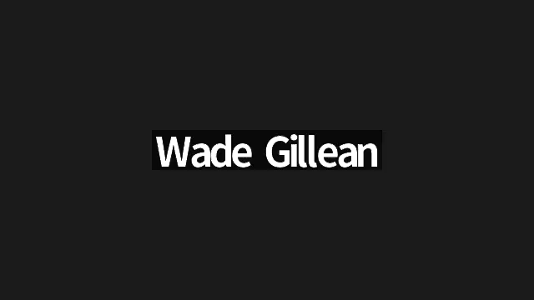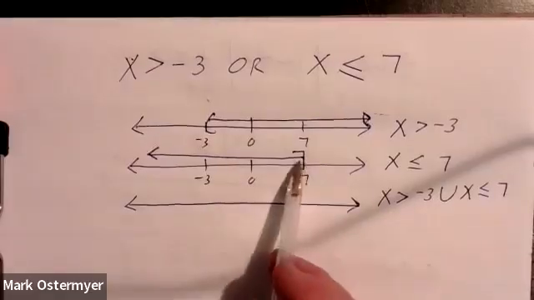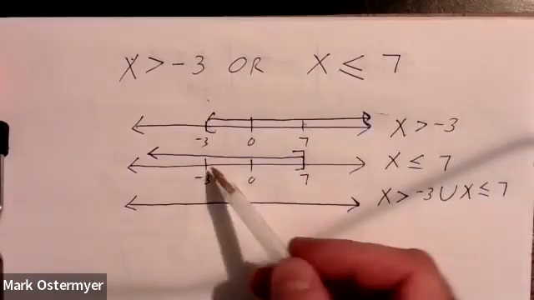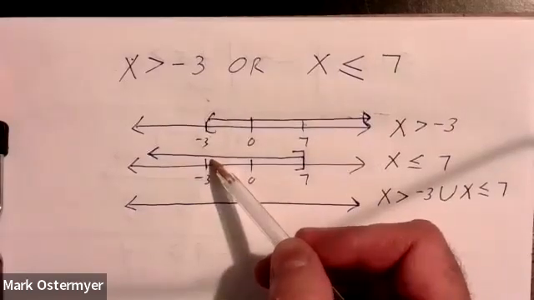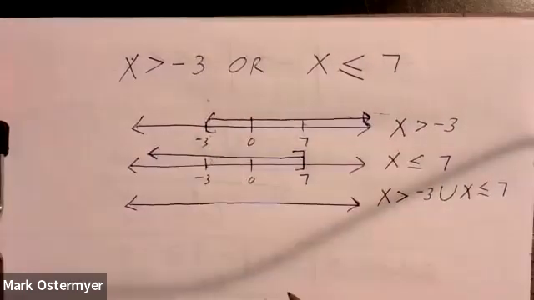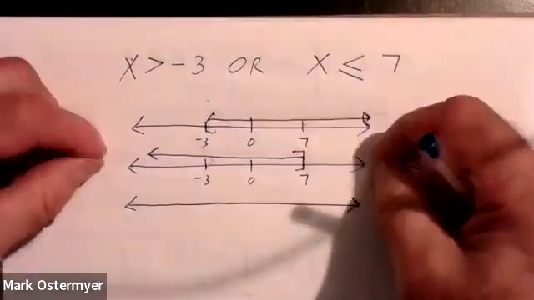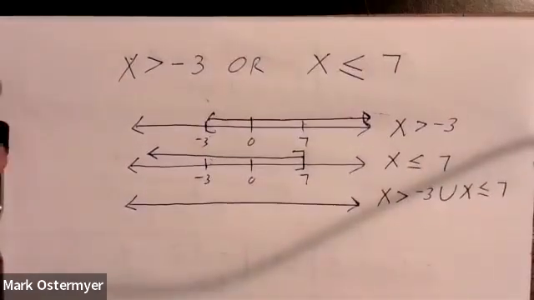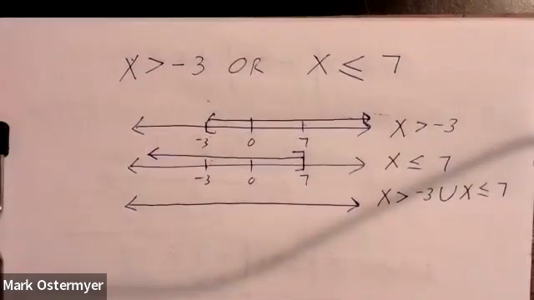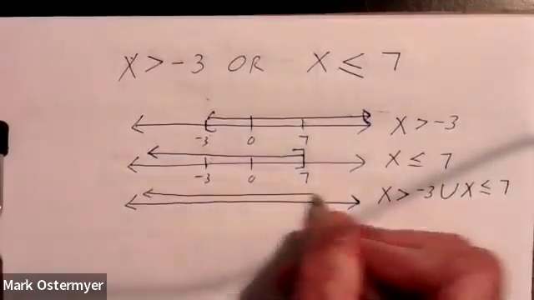Would it just be all real numbers except for -3? No, just all real numbers? Yeah, it includes -3, because although -3 is not in this solution set, it is in this one, correct? So we still have to throw it into the set. You're right. If you merge these number lines and form one solution set of the joining of these sets, it's literally going to be all real numbers. Isn't that true? It's the entire real number line.